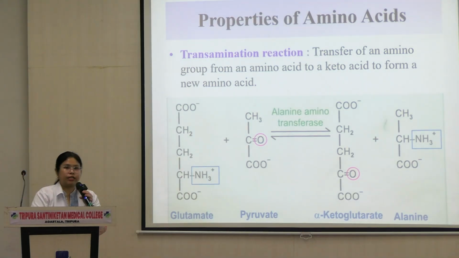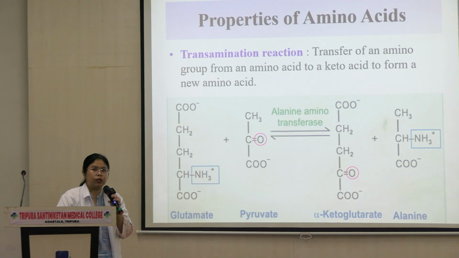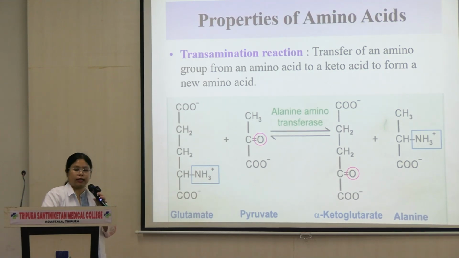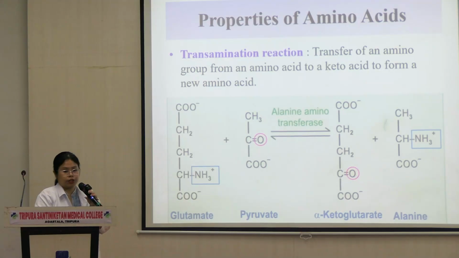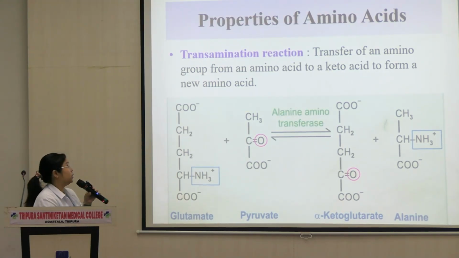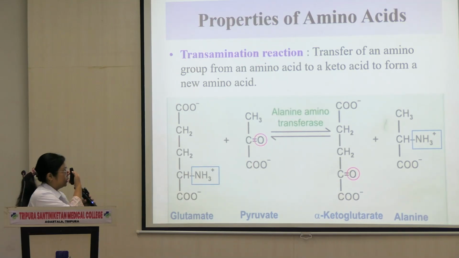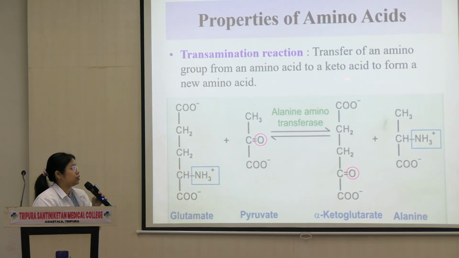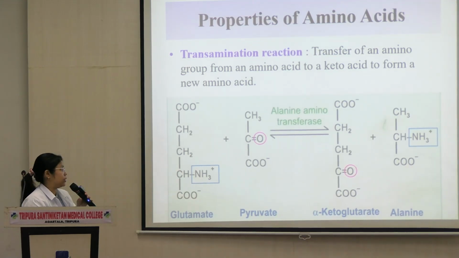Another important chemical property of amino acids is the transamination reaction, and you will learn about it again and again throughout the whole course of biochemistry. Transamination, the name tells you. Trans means transfer, amine means amino group: transfer of an amino group from an amino acid to a keto acid to form a new amino acid and a new keto acid.